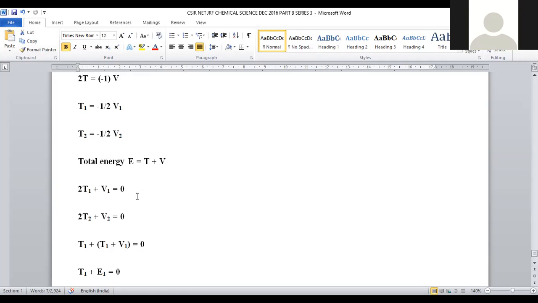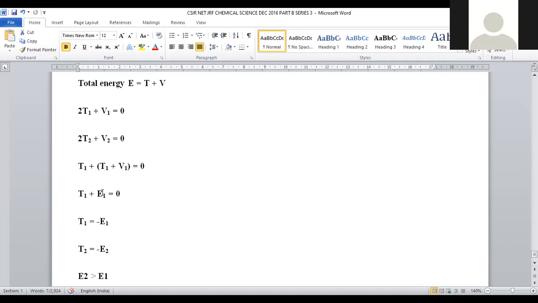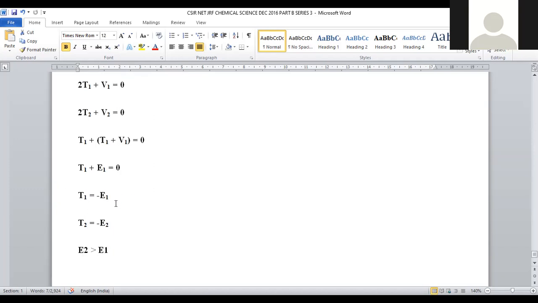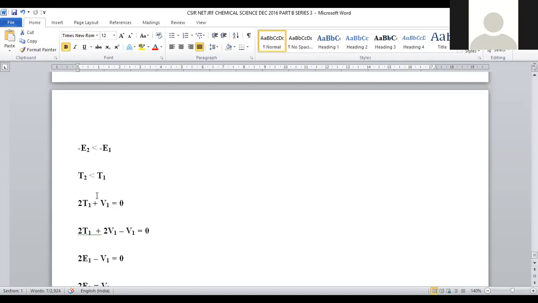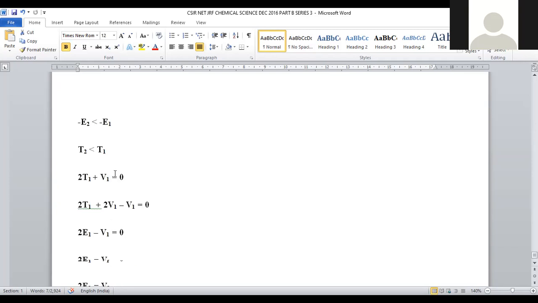Now 2T1 plus V1 is equal to 0. 2T2 plus V2 is equal to 0. Now it will become T1 plus V1 is equal to E1, so T1 plus E1 is equal to 0. T1 is equal to minus E1. T2 is equal to minus E2. Obviously, E2 will be greater than E1. The energy of the second state will be greater than the energy of the first state. Then it can be written as minus E2 is less than minus E1. T2 is less than T1.